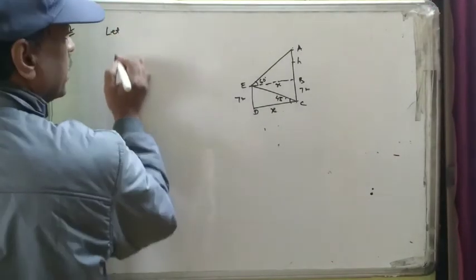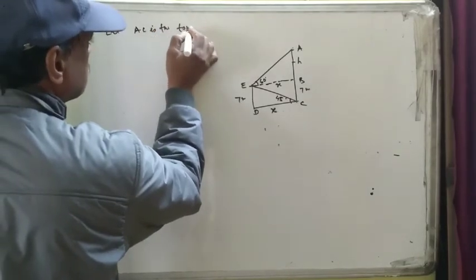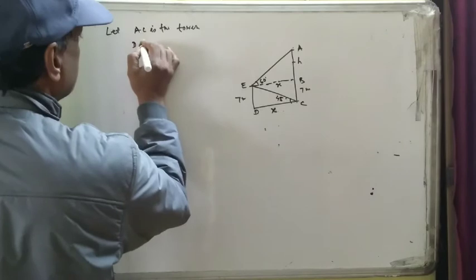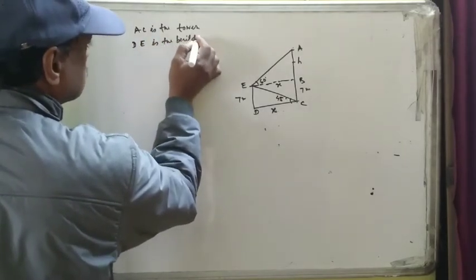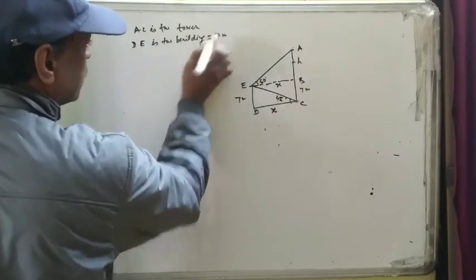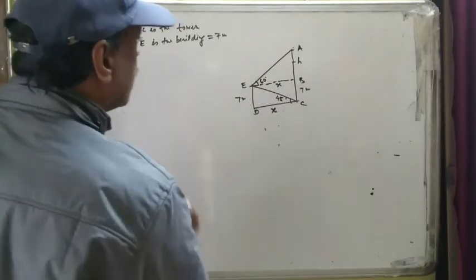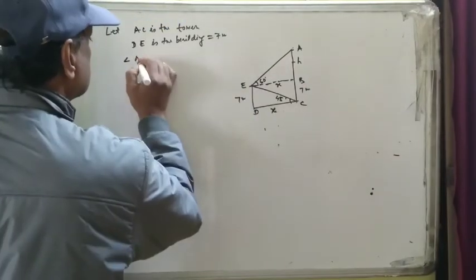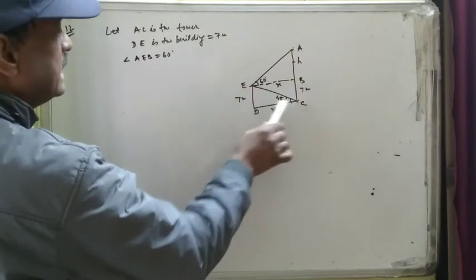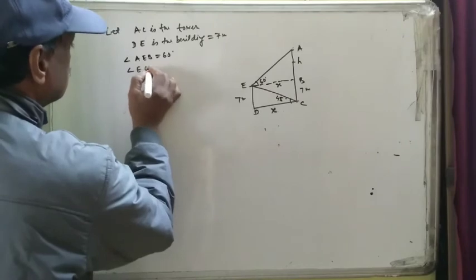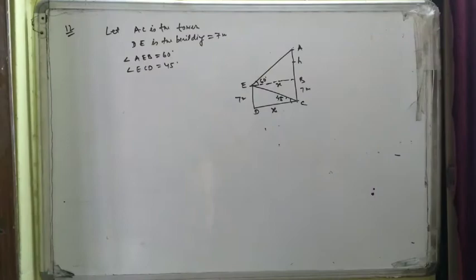We will write here, let AC is the tower, BE is the building equal to 7 meter. Height of this building is 7 meter, and we are having few angles. Angle AEB equal to 60 degree, and angle ECD equal to 45 degree. Now the solution is there.